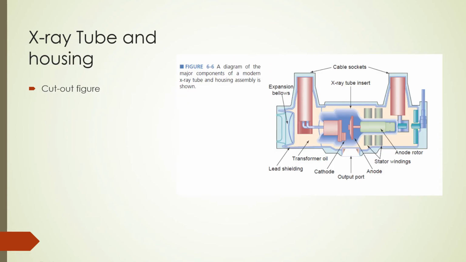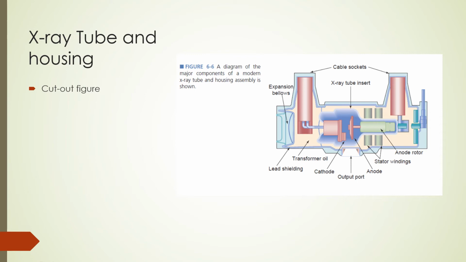Here is a cutout figure of the X-ray tube housing showing the insides. This is a typical arrangement for a modern X-ray tube. One important difference between this tube and the stationary X-ray tube is the rotating anode. This cutout shows the X-ray tube insert, which is a high vacuum glass envelope containing the anode and cathode. There is an output port for X-rays to exit. There are also high voltage cable sockets and an anode rotor and stator windings.